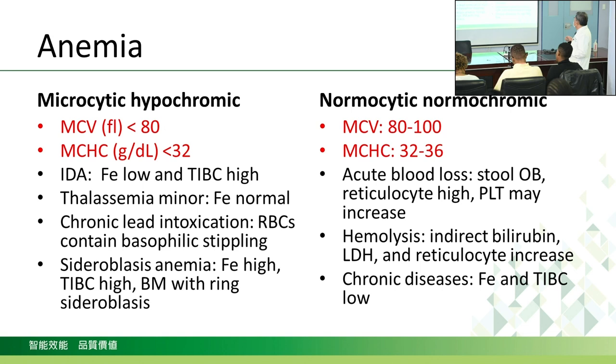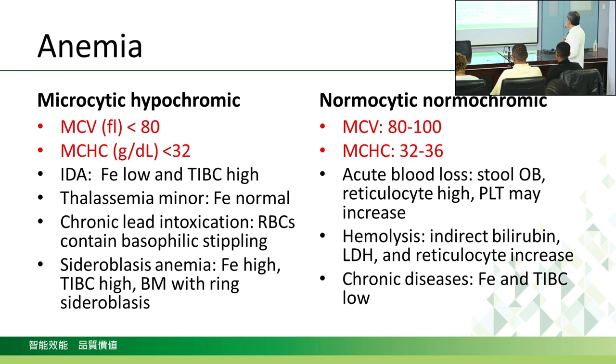Normochromic, normocytic, MCV normal. Normochromic normocytic means what? You must suspect first acute blood loss. In acute blood loss, the bone marrow has no time to respond.